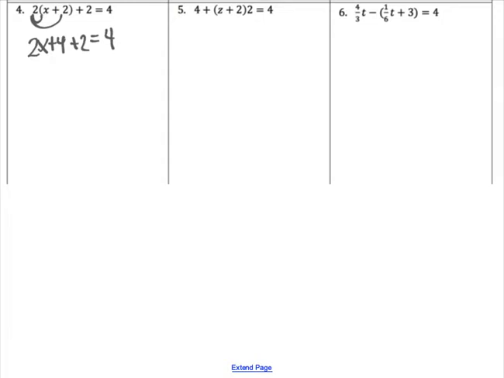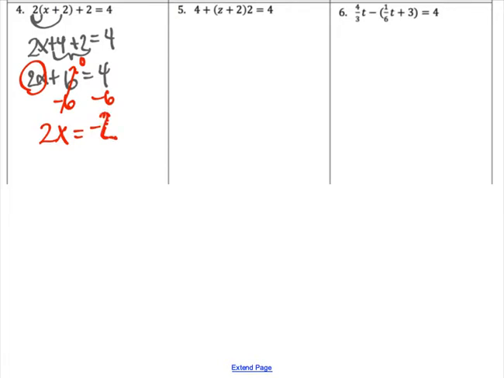Not quite done with simplifying this side. 4 plus 2 is 6. So 2x plus 6 is going to equal 4. Okay, that is simplified. Now we need to isolate the variable term. The variable term is 2x. We get rid of the plus 6 with a negative 6. That gets rid of this term. 2x is now by itself, and it equals negative 2.